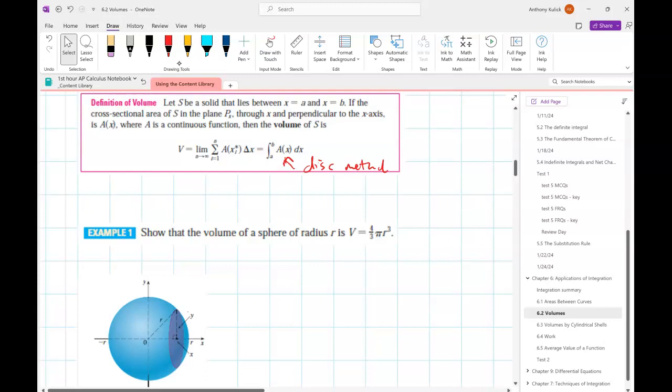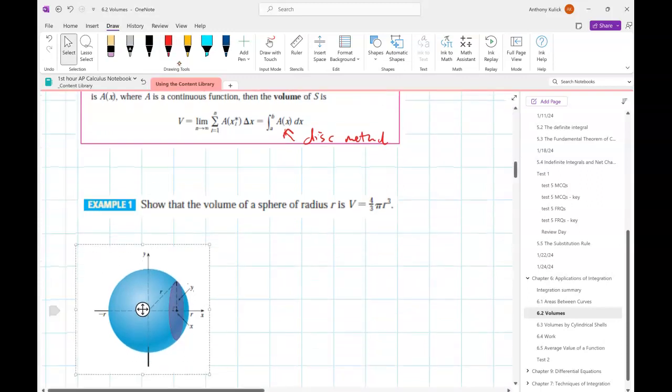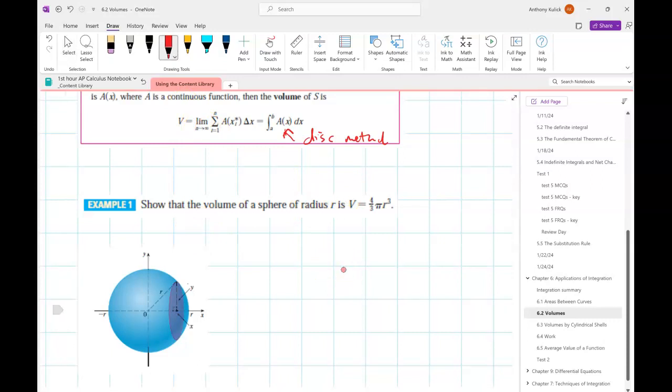So let's do an example here. We're going to show the volume of a sphere whose radius is r. The formula is 4/3 pi r cubed. Now we know the formula. We're going to derive this formula here with calculus. So I've drawn a picture of our sphere, and I've drawn a picture of the cross-section.